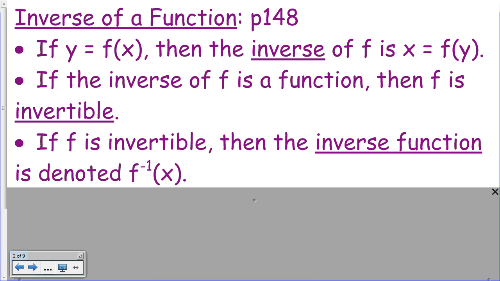The third thing that they note for you is just a little on notation. It says if f is invertible, then the inverse function is denoted by f, and we put a little -1 there as a superscript. That's not indicating raising it to a power. It just happens to be the notation we use. But we read that as f inverse of x. We only do that if, in fact, the inverse is a function.